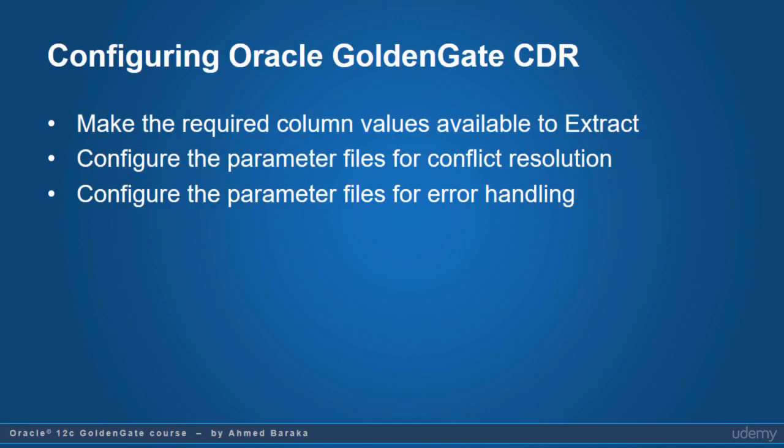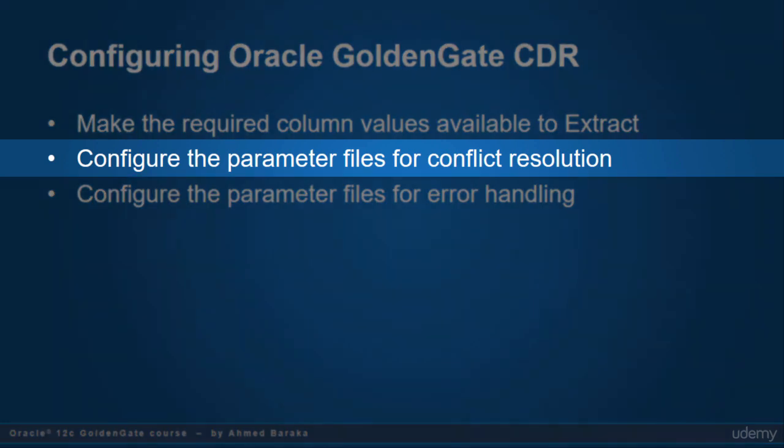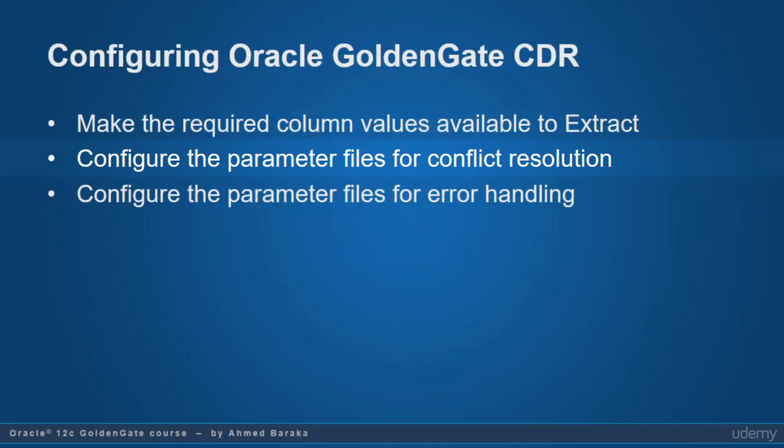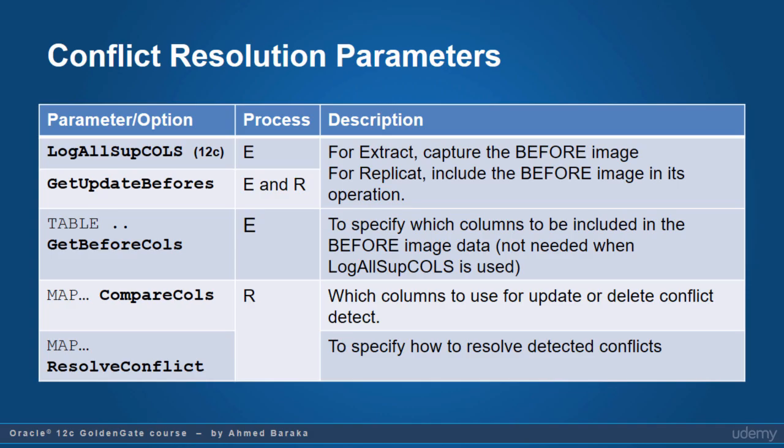We have seen how we can make the before image available in the supplemental logging data. Let's see how to configure the parameter files for conflict resolution. Those are the parameters that you use to configure the CDR.